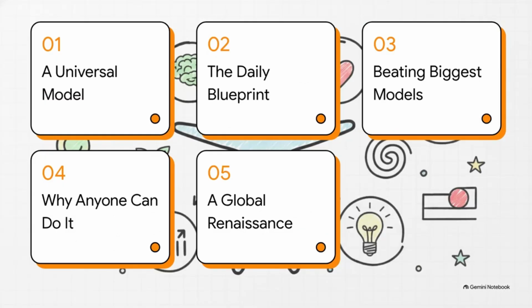So here's our roadmap for today. 1. A universal model. 2. The daily blueprint. 3. Beating the biggest models. 4. Why anyone can do it. And 5. A global renaissance. It's essentially a macro journey to see exactly how this whole thing works logically and impartially.